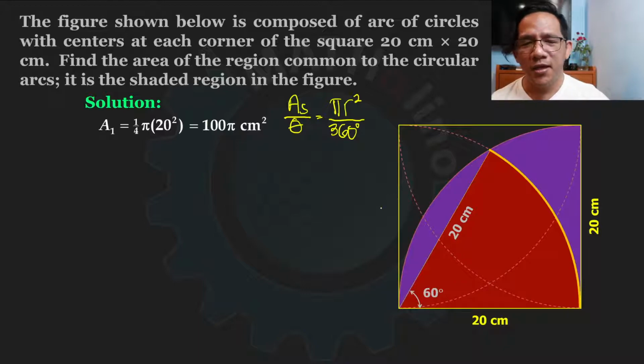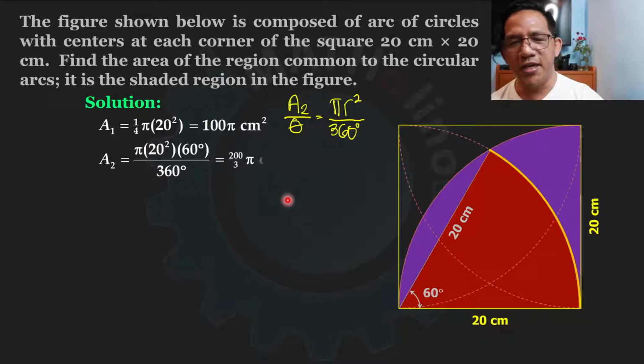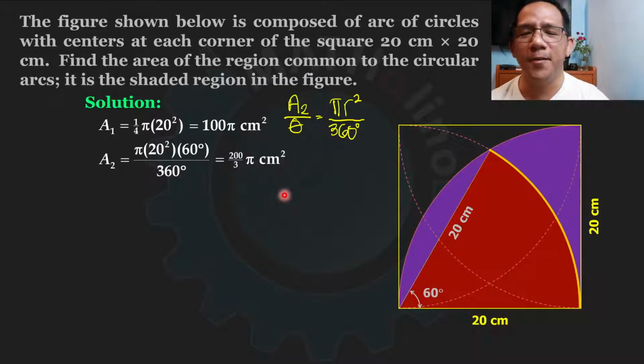That's why, if you are going to call this area, area 2, the sector of the circle, area 2 is equal to pi r squared. You can see that. Okay? Pi r squared, times the central angle, 60 degrees all over 360. So we have this area 2, 200 over 3 of pi.